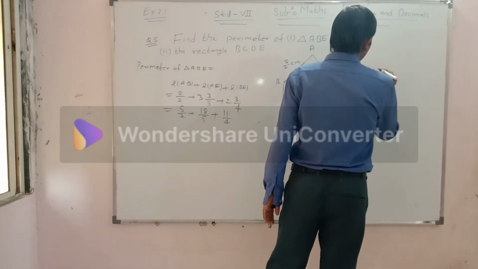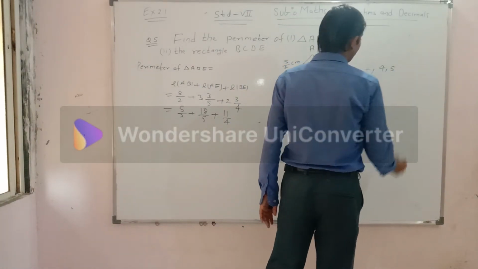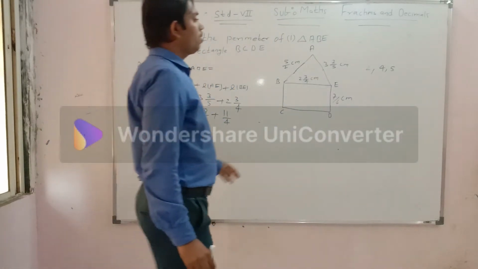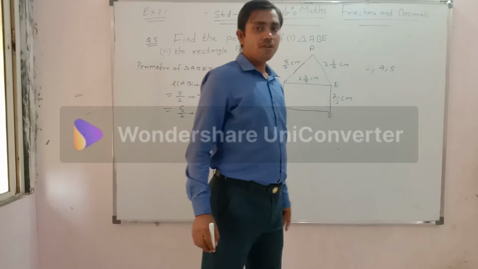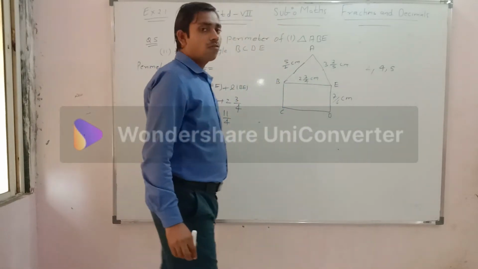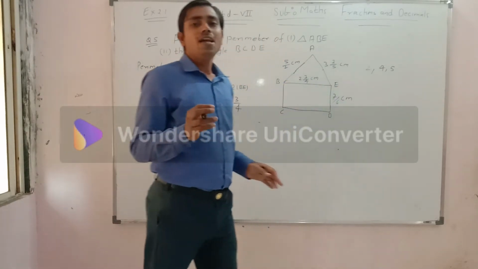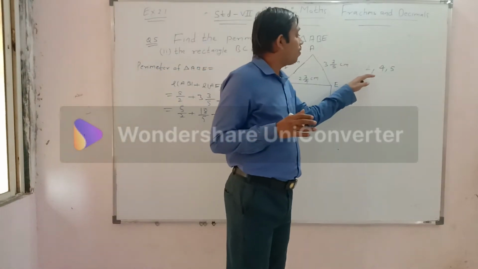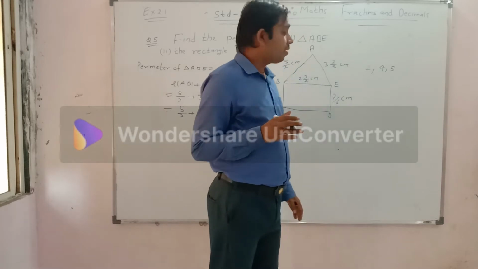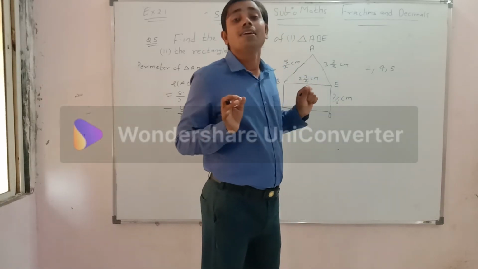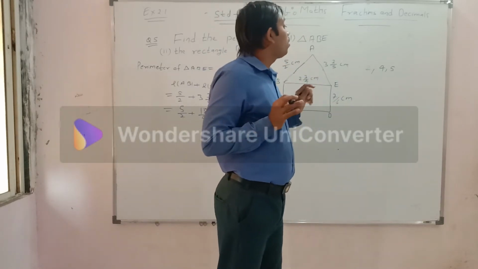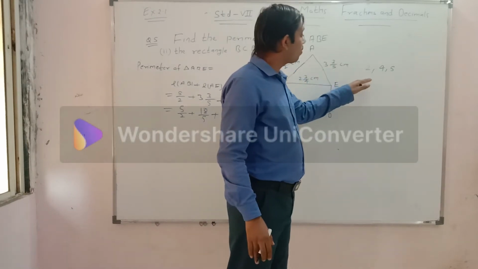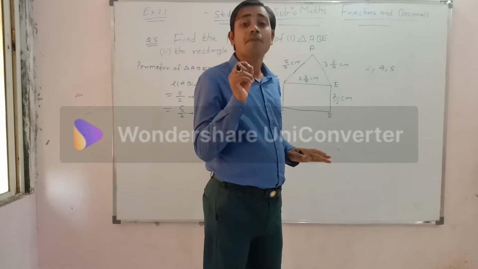So the LCM of 2, 4 and 5. What will come? 4 twos are 8, 8 fives are 40, my dear students. So that will be the LCM. Why will that be the LCM? Because here we cannot reduce further, as there is no other number that will divide these 3 numbers simultaneously. This type of numbers are called twin prime numbers.